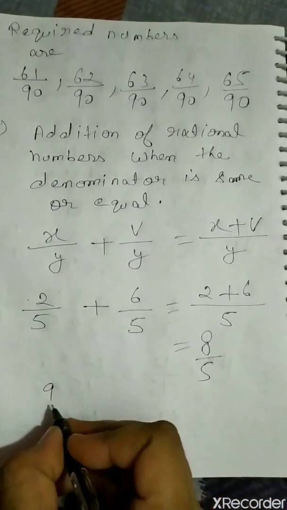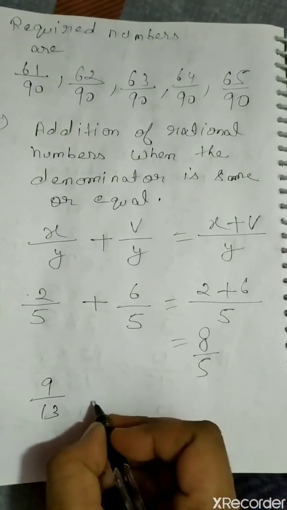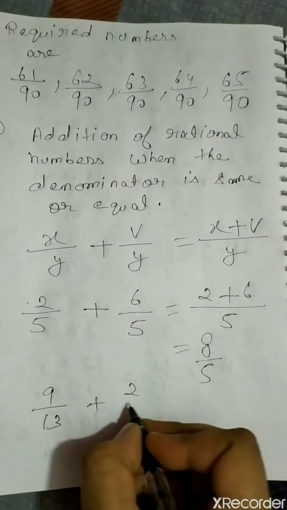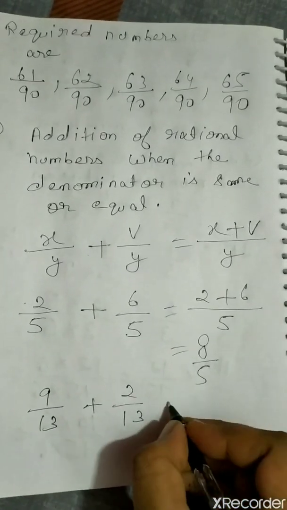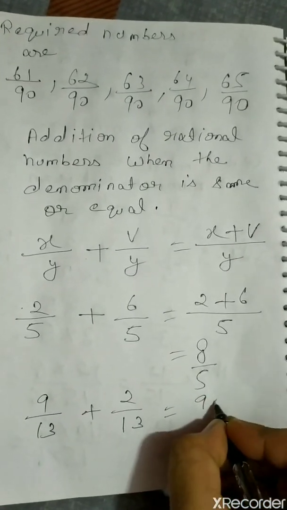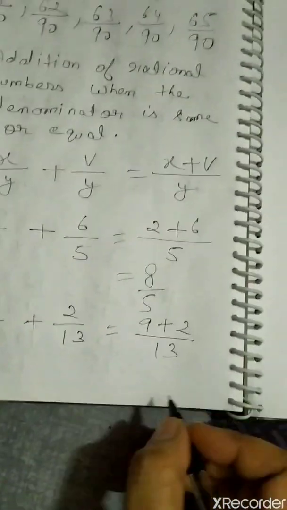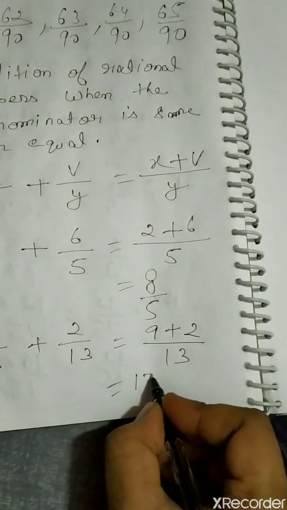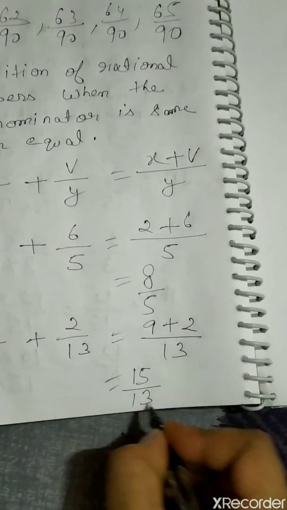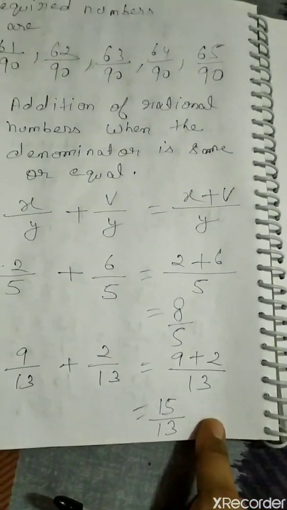In the same way, if it is given 9 by 13 plus 2 by 13, you only add the numerators, 9 plus 2 by 13, and you will get 15 by 13. After that you can convert it into a mixed fraction.